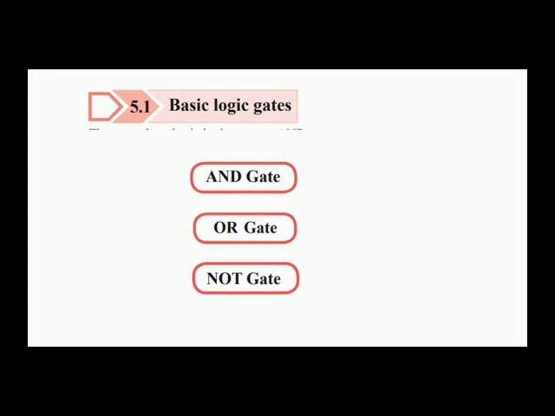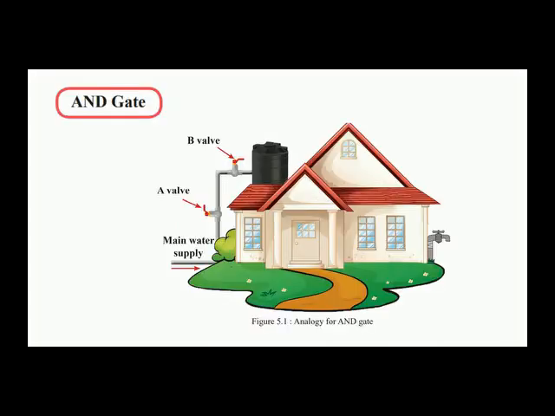Now first we will go to the AND gate. To explain the AND gate, I'm going to use this example. Look at this picture. Here is the water supply to this tank. There are two valves, named the A valve and the B valve.